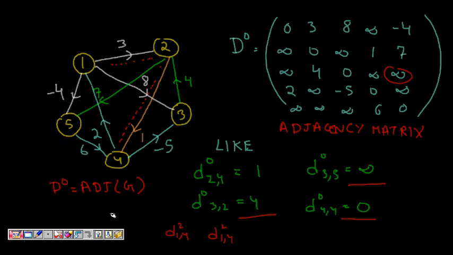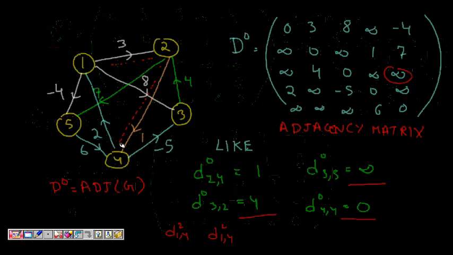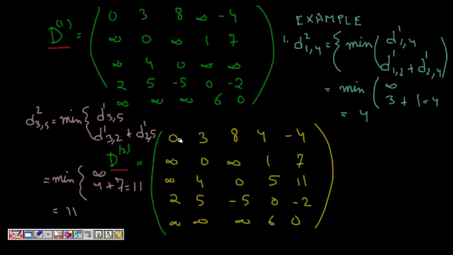So these are the two possible paths, and I will take whichever is the smallest. Here, D1 1,4 directly was infinity, because it is not connected. It is only a directed edge from 4 to 1. So we move further. We see D2 1,4 is the minimum of, if I am not using the second node.